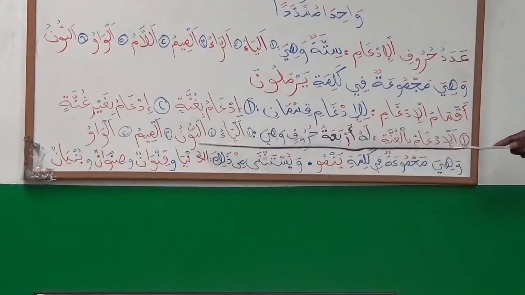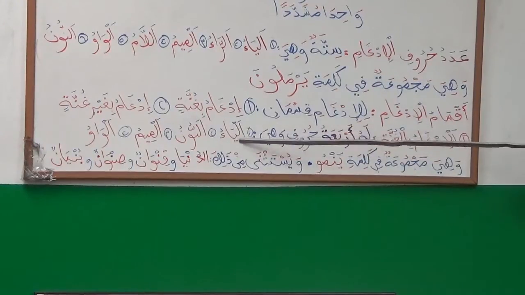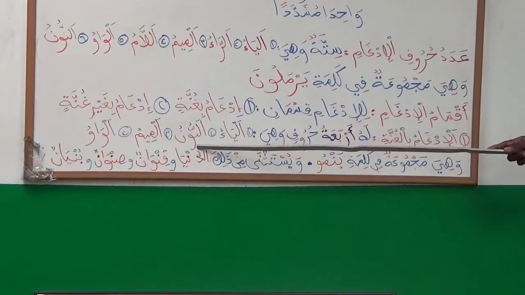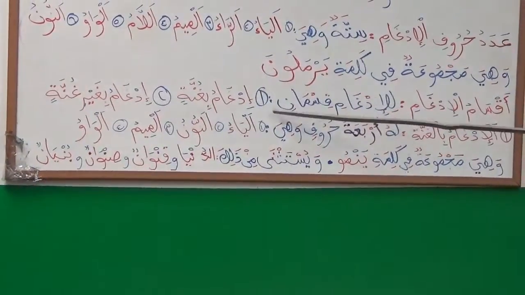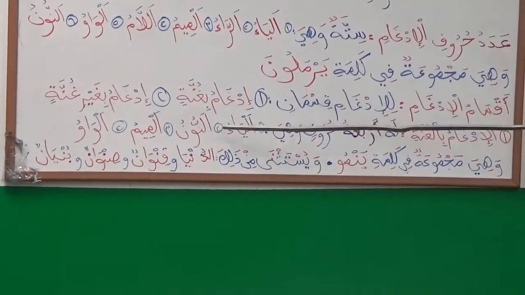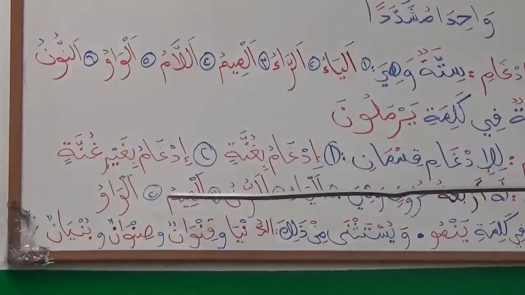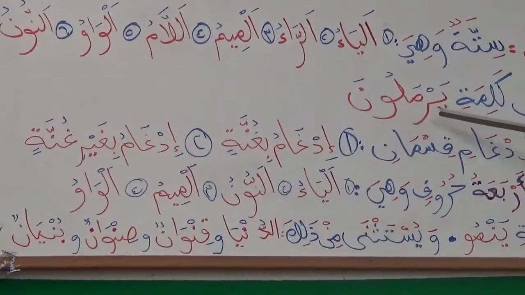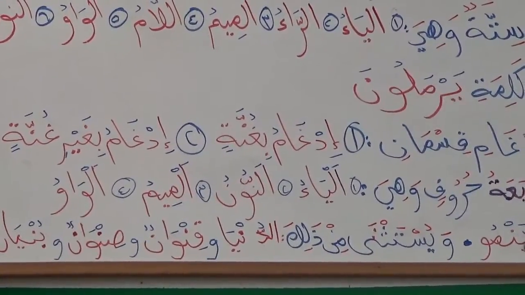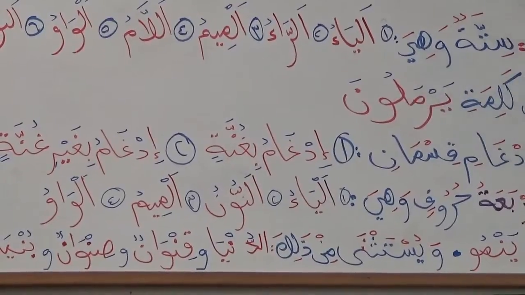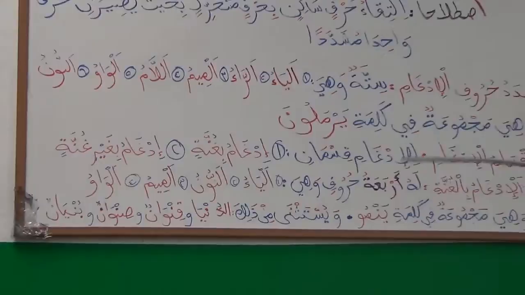Because if I take 4 out of 6, what am I left with? 2. And what are those letters? So I have ya, I have a noon, a mim, and a waw. So ya is here, noon is here, mim is here, and waw is here. What are the 2 letters that I did not include? Ra and lam. So naturally, ra and lam we will cover next week. You see? Does that make sense?